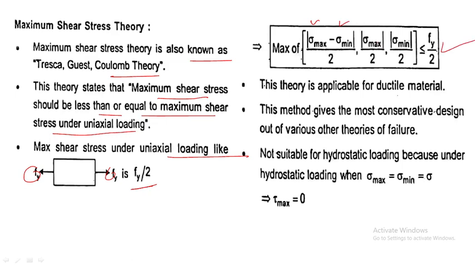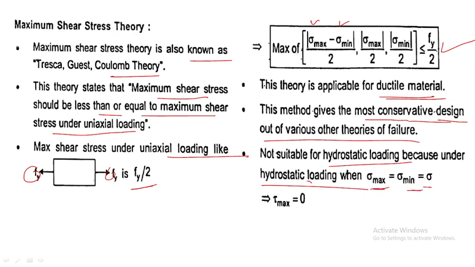So this theory is applicable for ductile material. This method gives the most conservative design out of various other theories of failure. It is not suitable for hydrostatic loading, because under hydrostatic loading what will happen? The shear stress maximum and minimum are equal to the normal stress. So the shear stress maximum should be 0 for this one.